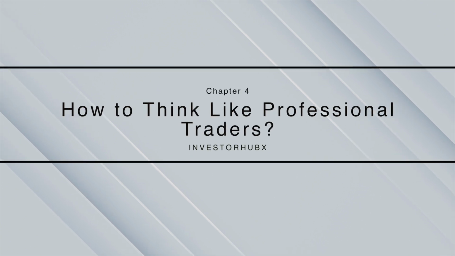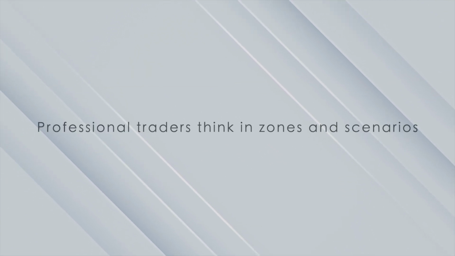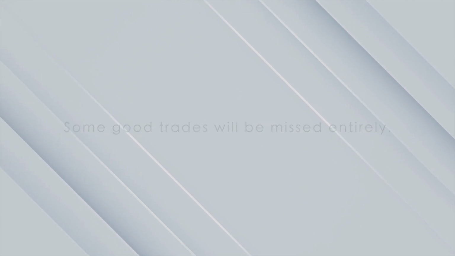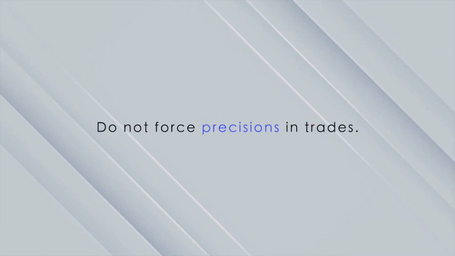So, how to think like professional traders? Professional traders think in zones and scenarios, not exact entries. They accept that some trades will feel uncomfortable, some entries won't be perfect, and some good trades will be missed entirely. They don't try to force precision into a probabilistic system. Once you accept imperfect entries, your trading becomes calmer, clearer, and more consistent.